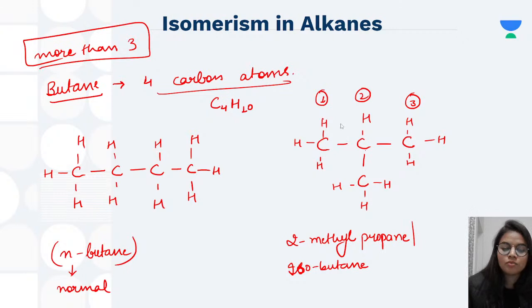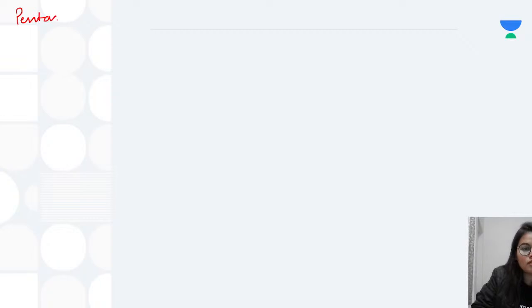Now let us move on to the isomers of pentane. Let's see how many isomers of pentane are possible. Pentane has 5 carbon atoms, so the general formula is C5, H 2 into 5 plus 2, which gives C5H12. Now see students, the first structure will be the simple straight chain structure.